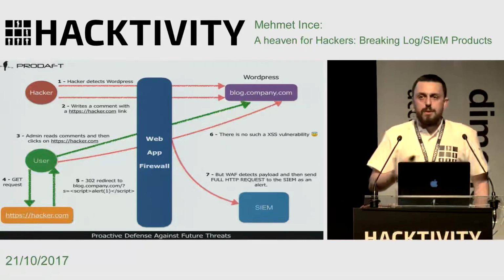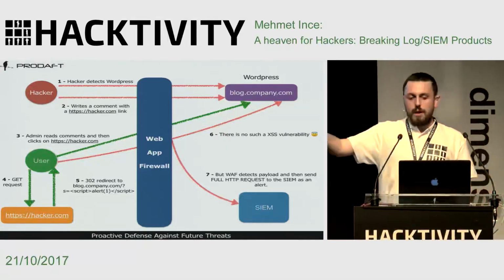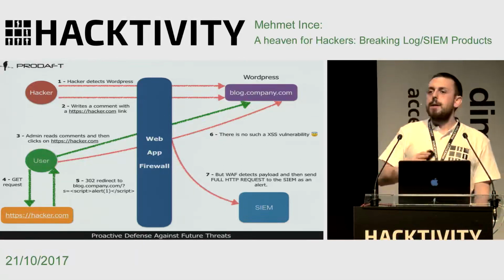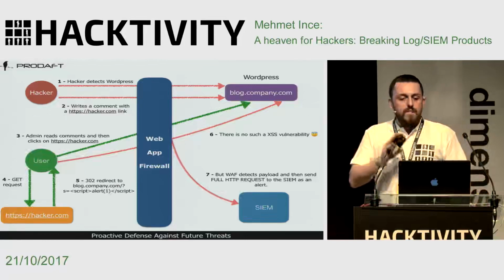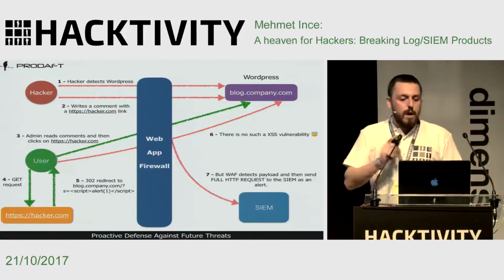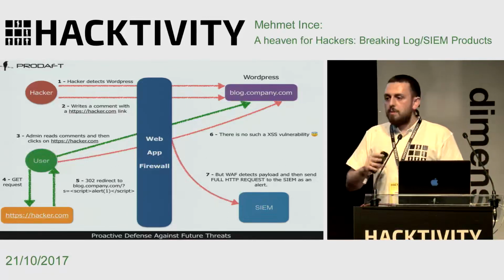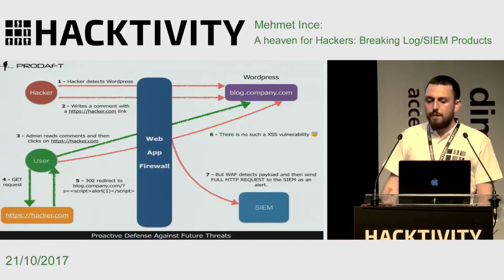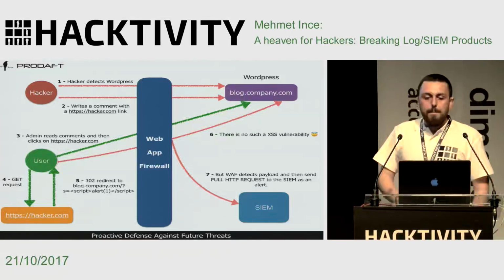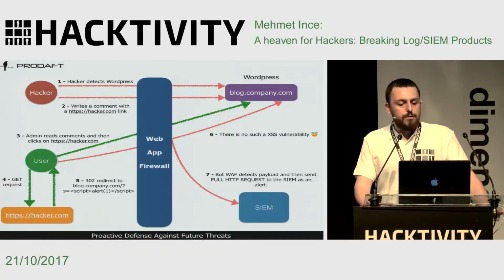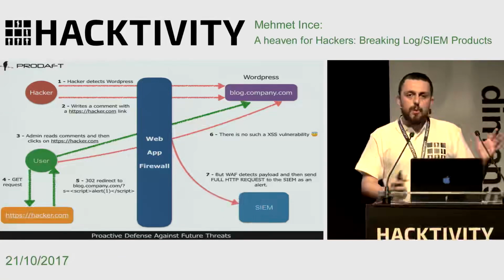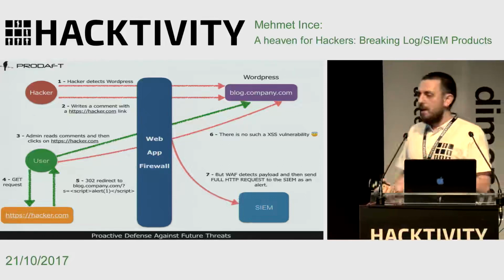So the administrator's browser sends an HTTP request to hacker.com, and this is the way you can redirect him back to where you want. So we are redirecting the user back to blog.company.com with the s parameter with one of the most famous cross-site scripting payloads. Actually, there is no such vulnerability in the WordPress site, but the web application firewall recognized this payload and it will send the full HTTP request to the SIEM and the log management products.